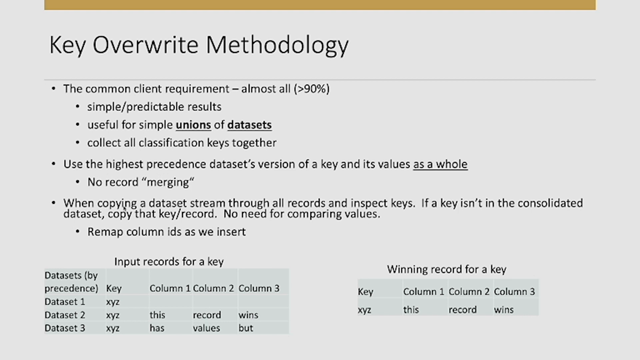So yeah, when copying a data set, stream through all the records and inspect the keys. This becomes really simple. You don't even have to do value inspection to do consolidation because we're really just looking at key existence in the target data set. If you iterate through the data sets in precedence from most important to least important, just copying keys and checking if they exist in the target, you handle precedence very naturally. And again, remap column IDs as we insert, which does complicate things a little bit.